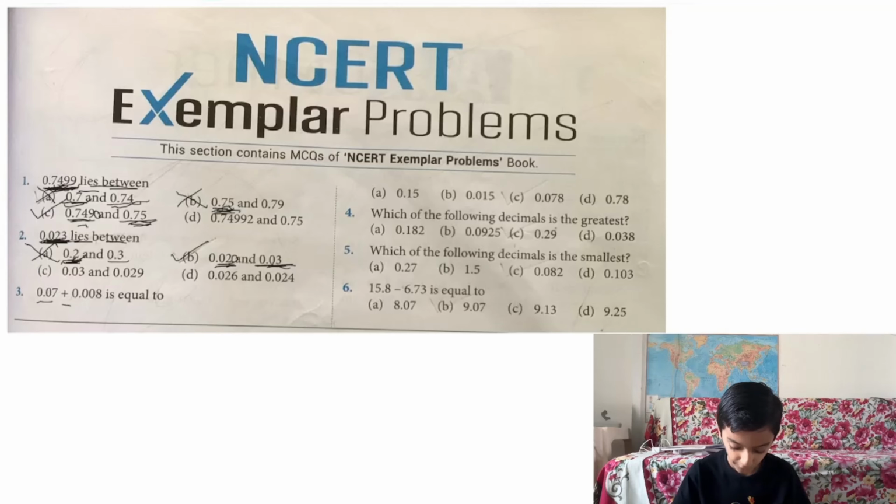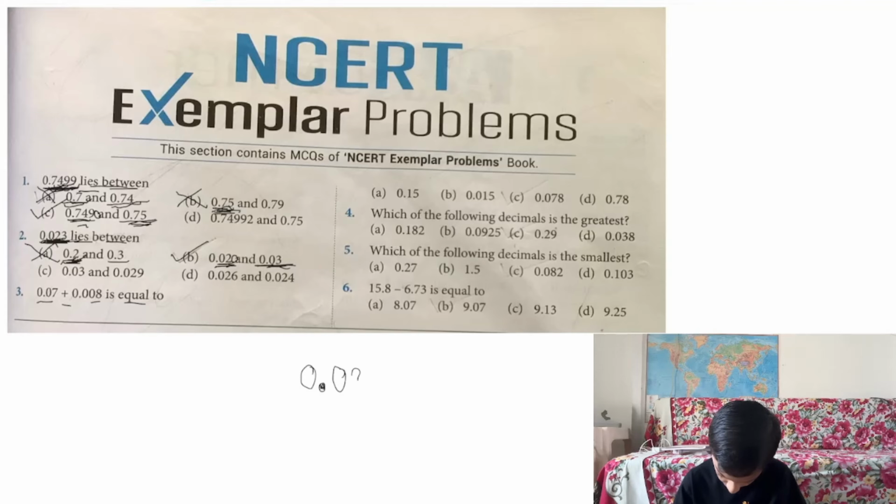0.07 plus 0.008 is equal to, here we have given two decimals and we have to do the sum of these decimals. First of all, to do the sum, we will arrange them column wise. Like we'll do the whole part under the whole part, tens under the tens, hundreds under the hundreds, and so on. So let's arrange it column wise. After that, we'll add normally. So let's arrange first.